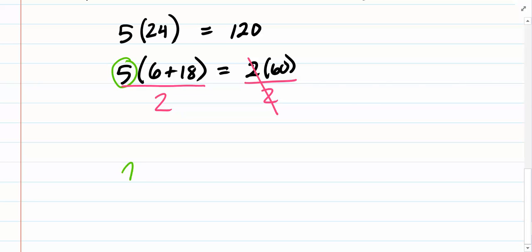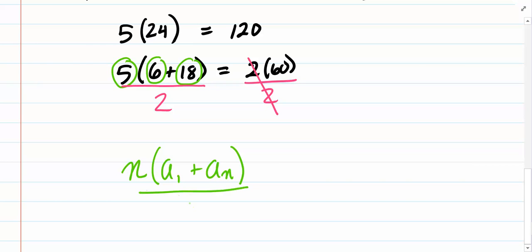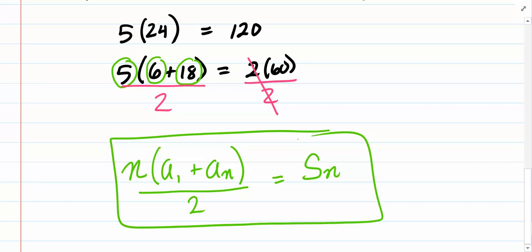What does the 6 represent? The very first term, we call that a sub 1. What does the 18 represent? The very last term, right, which was a sub n. And then look, we had it divided by 2, and that's equal to the sum of the first n terms. So this formula right here is a very, very useful, important formula. This allows us to add up a finite arithmetic series by just knowing the first term, last term, and total number of terms. Okay? The sum of the first n terms.